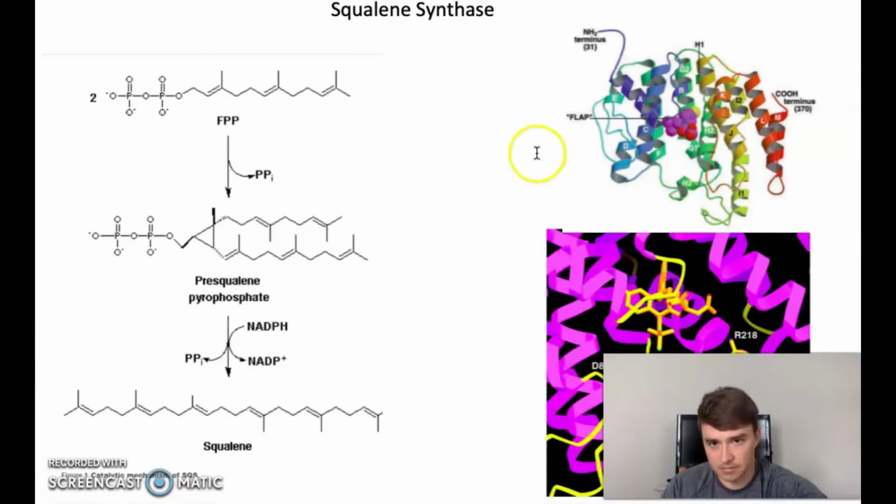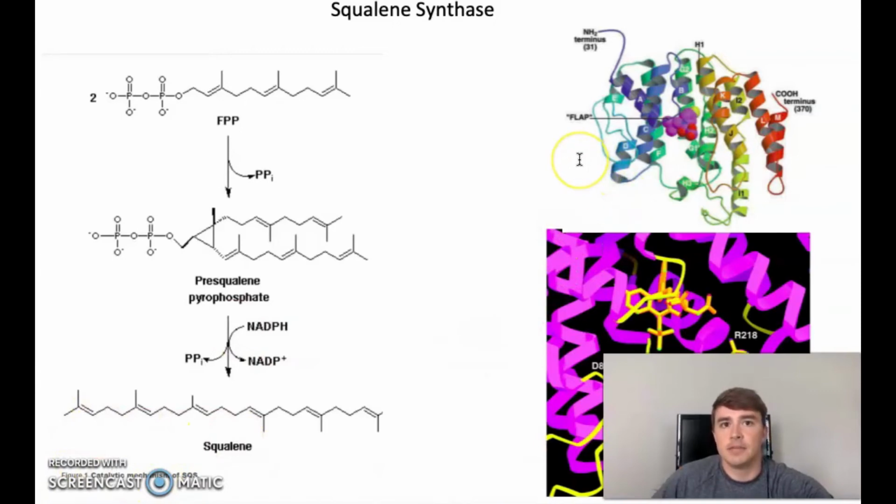So the first half reaction involves them, again, going head to head, a condensation reaction, displacing a diphosphate group and forming a presqualene pyrophosphate, which is very stable and is still water soluble. Now, this stable pyrophosphate intermediate moves into the deep pocket. So it's going to move kind of up into this deep pocket where the flap is and undergo that second half reaction. This is where it gets reduced by NADPH, forming NADP plus, displacing its last diphosphate group and forming a nonpolar, now, squalene.